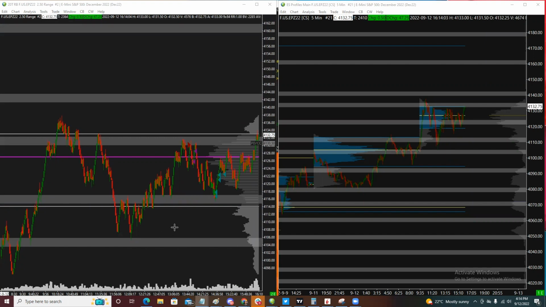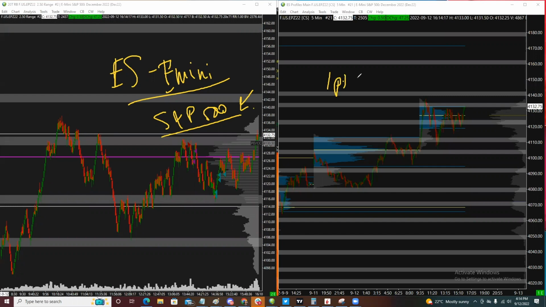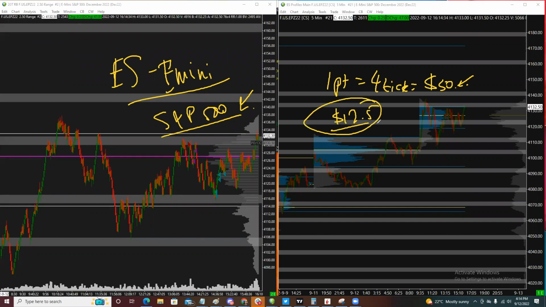Now, before we get started, I do want to tell you guys that we are going to be using the ES futures, the S&P 500 E-mini futures, right? These are the S&P 500 futures, and they're pretty much the most commonly traded equity futures that we have. Each 1 point equals 4 ticks, which equals a $50 move up or down in your account balance, meaning each tick is worth $12.50.